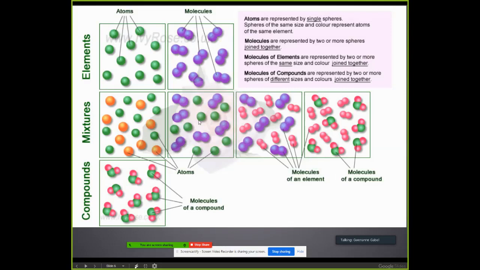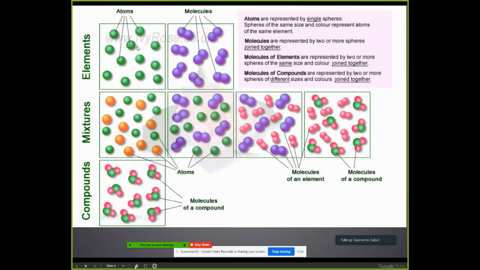Here we have some visual examples of elements, mixtures, compounds, and molecules. Okay? So the atoms are represented by single spheres or circles. Elements of the same size and color are atoms of the same element. So here we have a bunch of individual green dots, right? They're not touching each other, they're just one dot all by itself. So these are atoms, and all of them are green, so you have several atoms of one element.